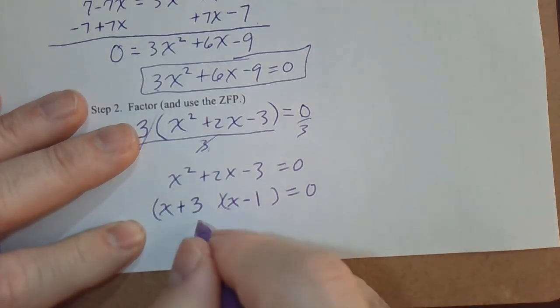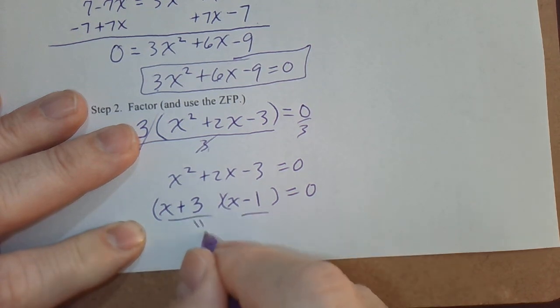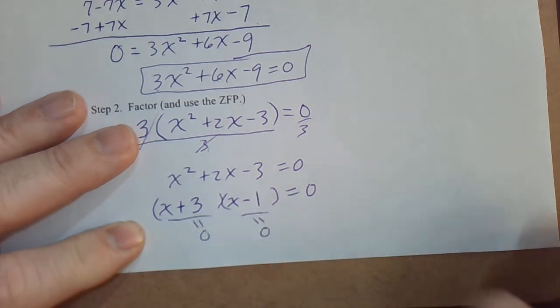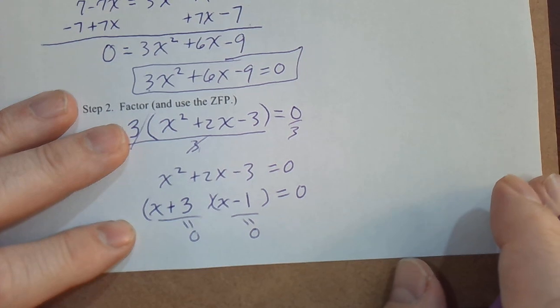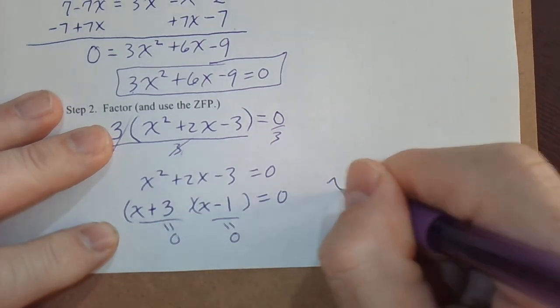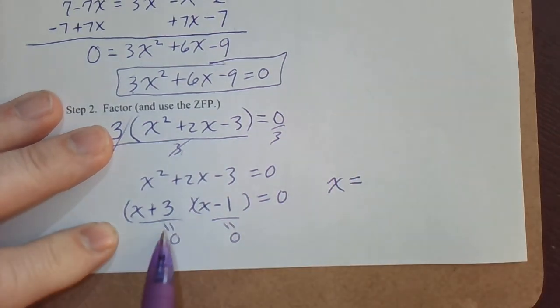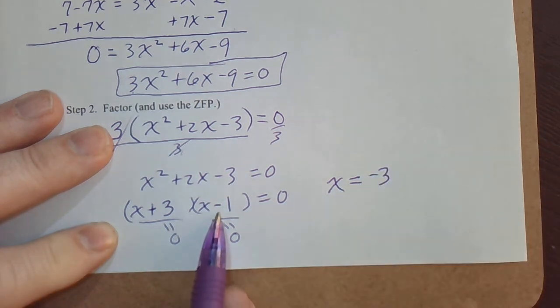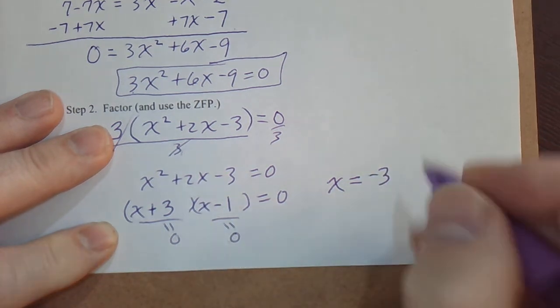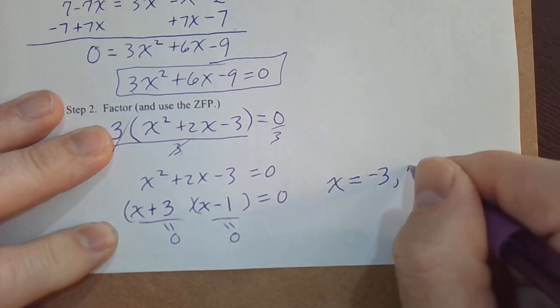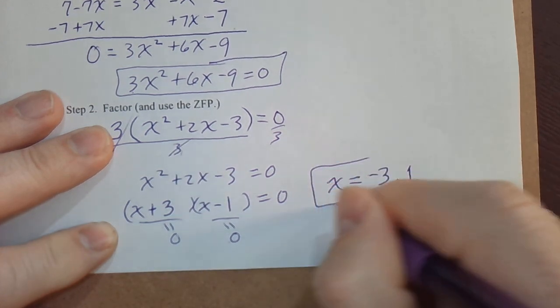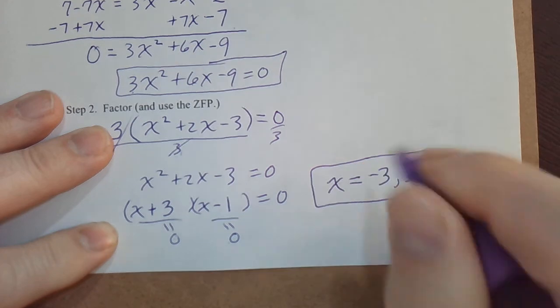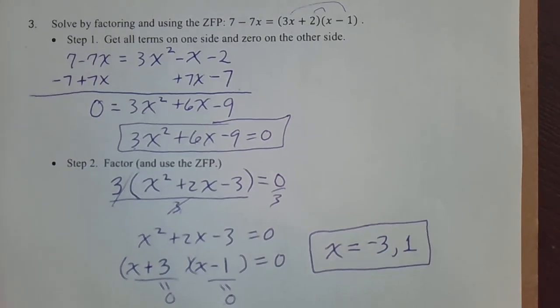So now the zero factor property says set this equal to 0 and set that equal to 0, and we have our two solutions. So we can see that the solution to this one is going to be a negative 3. You subtract 3 from both sides and you get a negative 3. And on this one we'd have to add 1 to both sides and we get x equals 1. So that's the solution to number 3.